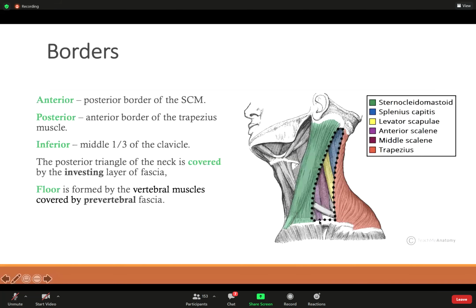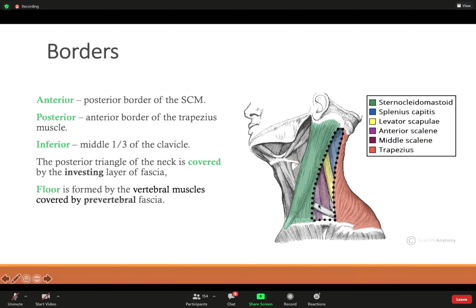And then inferiorly, you see this important bone, the clavicle. I'm sure that you remember the clavicle from the MSK. The clavicle can be divided into thirds. This is the first third. This is the middle third. This is the last third. So the middle third is forming the inferior boundary of the posterior triangle.